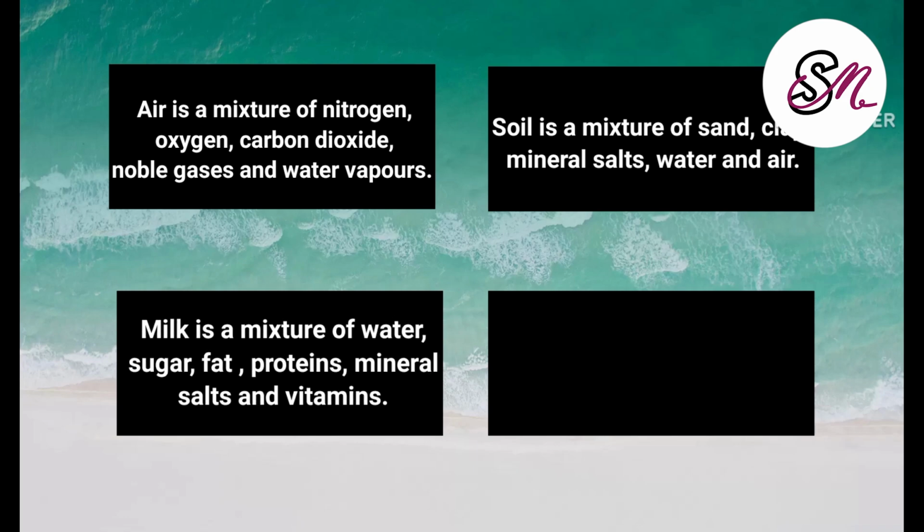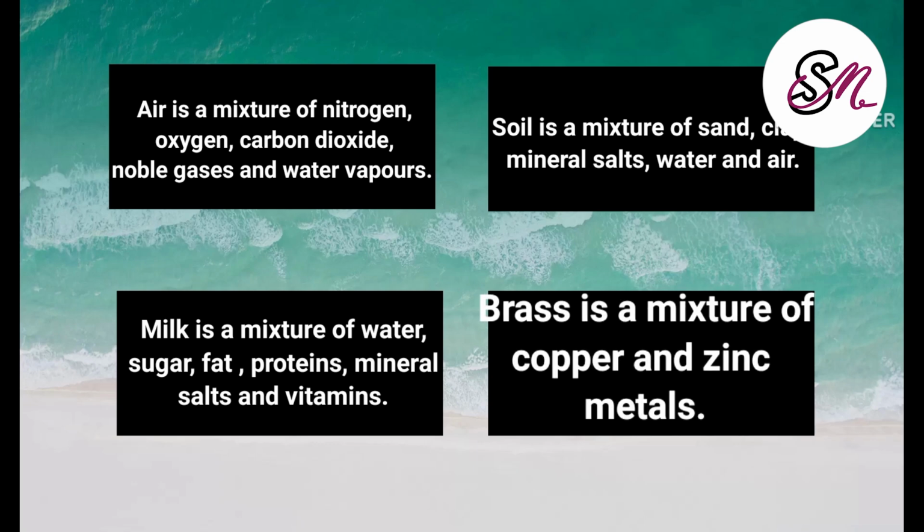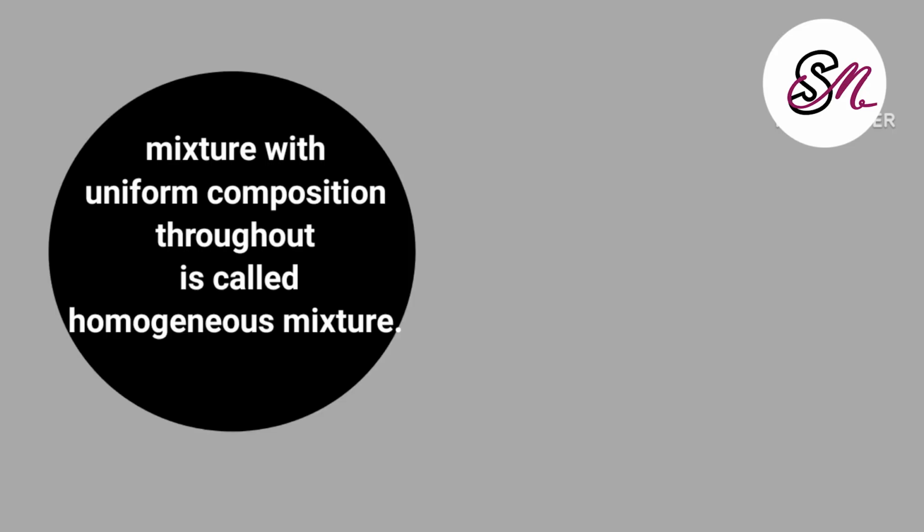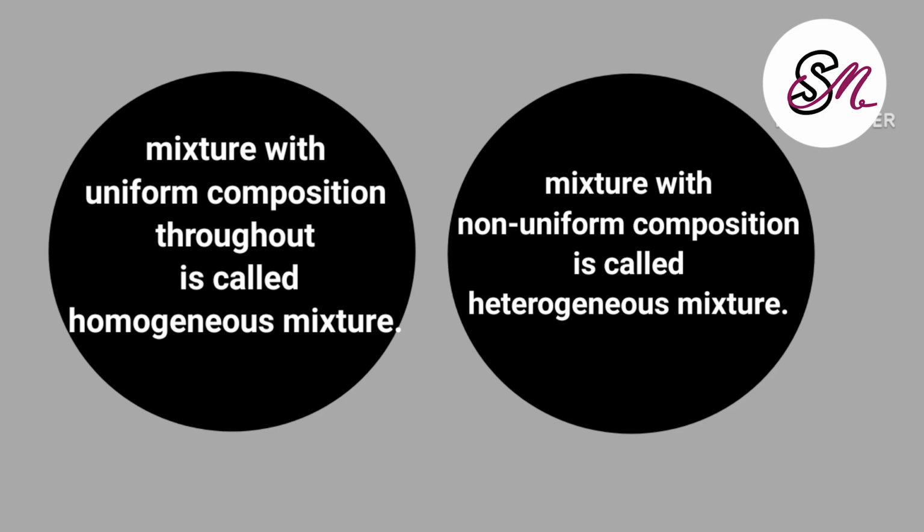Milk is another example of mixture. Milk is a mixture of water, sugar, fat, proteins, mineral salts and vitamins. Brass is a mixture of copper and zinc metal. All these four are the example of mixtures. Mixture have two types: homogeneous mixture and heterogeneous mixture. Homogeneous mixtures are with uniform composition throughout, that is, there is a clear fixed ratio. If there are non-uniform combination, that are heterogeneous mixtures.